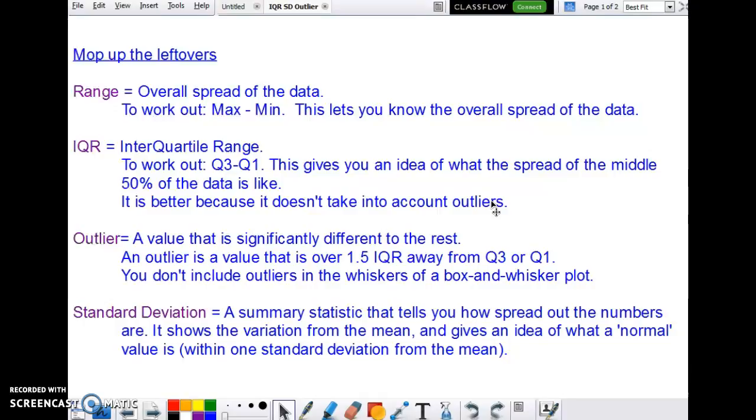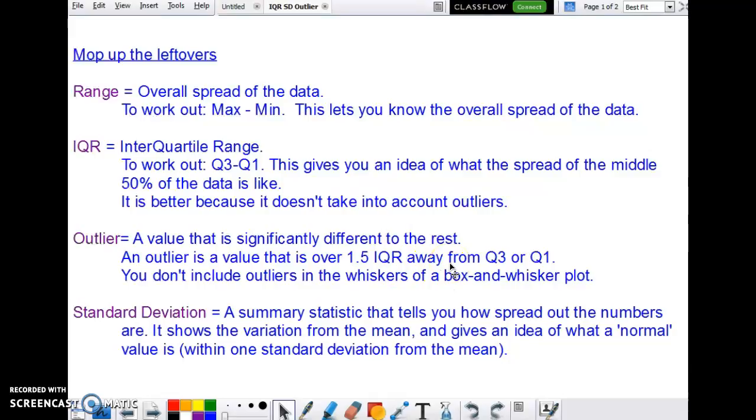Okay, range will take into account those, and you'll get a skewed idea of what the spread of the data is. Here, interquartile range gives you an idea of where most of that data is. Now, an outlier, okay, is a value that is significantly different to the rest, and significantly actually has a mathematical definition of 1.5 interquartile range away from Q3 or Q1.